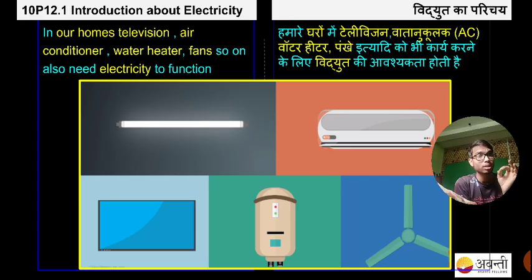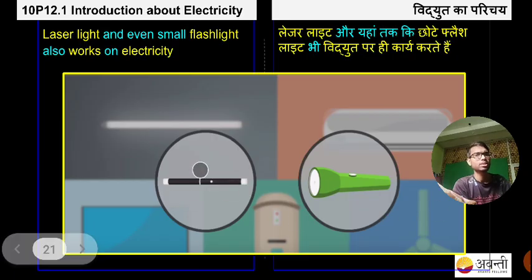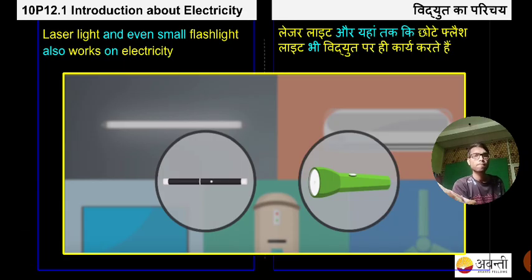We understood the uses of electricity with real life examples. Now here, a laser light and even a small flashlight also work on electricity. We have this torch. This torch needs less voltage. For less voltage we can use only this. Clear?